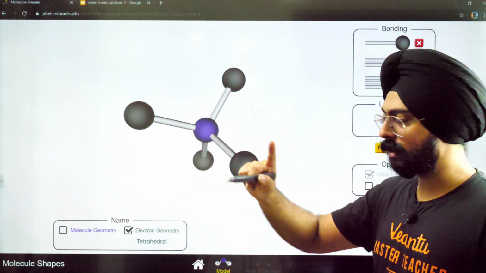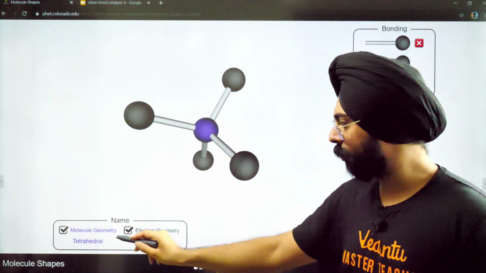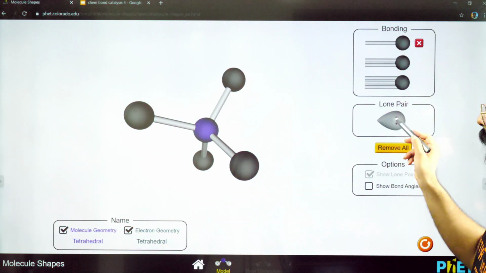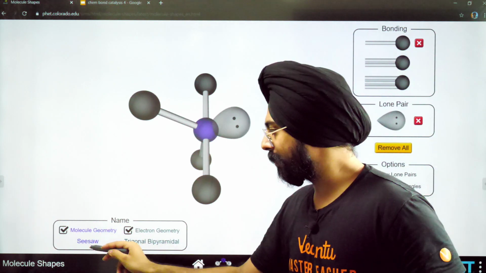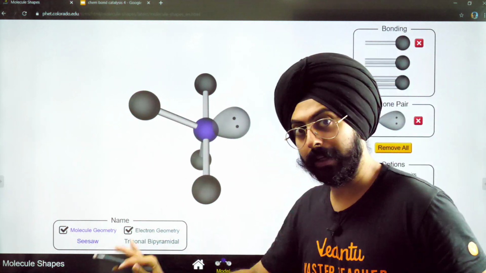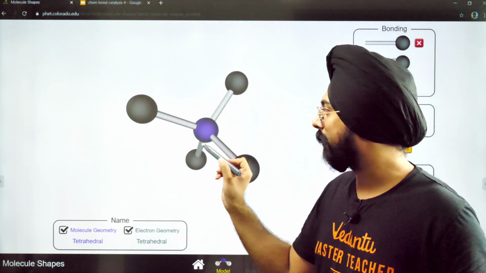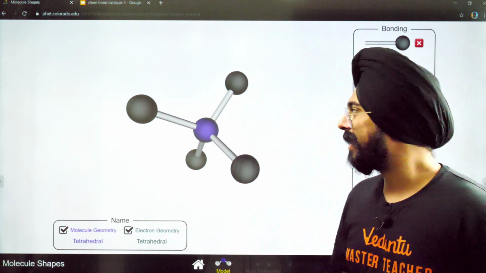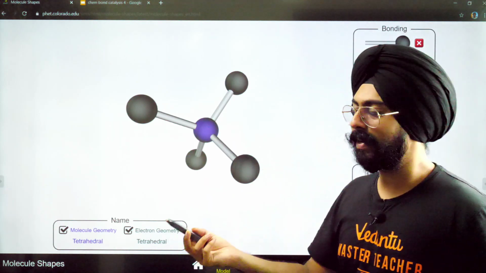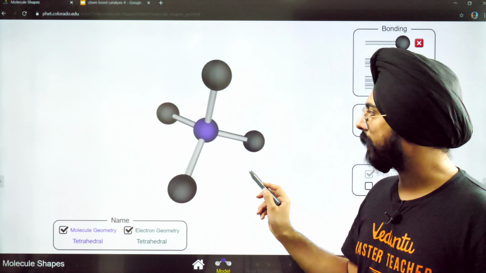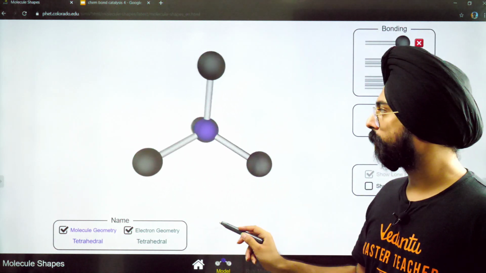In this case, since there are no lone pairs, my molecular geometry and electronic geometries are absolutely the same. If I added a lone pair, let's say, my molecular geometry will be something else, electronic geometry will be something else. We learn all of these ideas, so don't worry. So when we have a central atom with 4 bond pairs around it, the geometry and the shape is a tetrahedral shape. This is what the tetrahedral shape looks like.